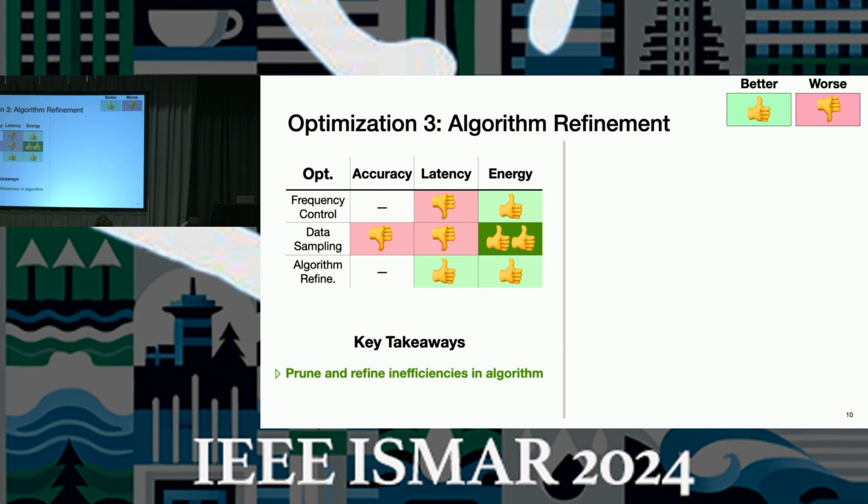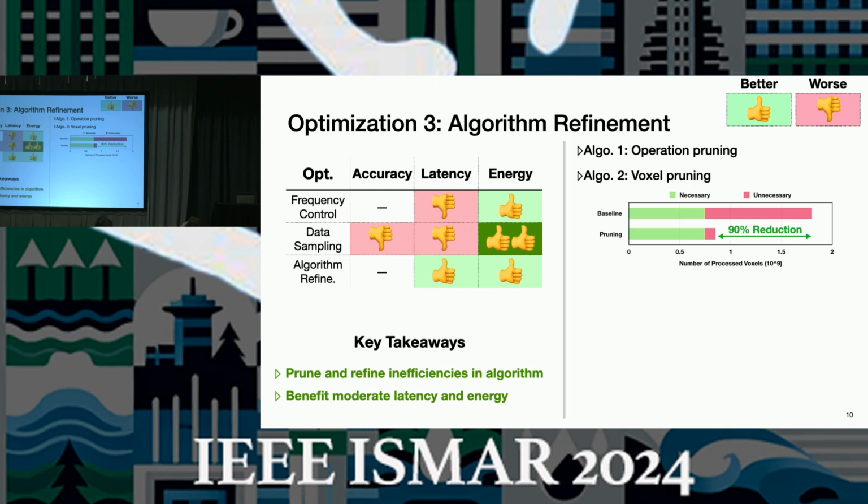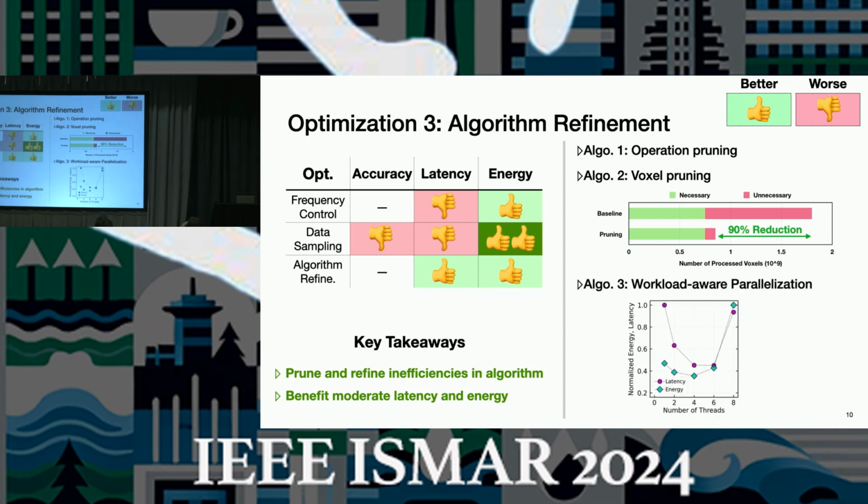We finally propose algorithmic changes by pruning computations and reconfiguring parallelizations to benefit energy and latency without hurting accuracy. The pruning effectively reduces 90% of processed voxels that contribute minimally to the final results. And for parallelization, we show a similar figure with energy and latency as a function of the number of threads. Rather than using all the threads, we use 4 based on the workload characteristics and achieve about half reduction in both energy and latency.